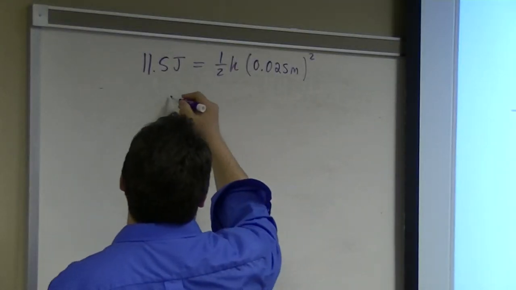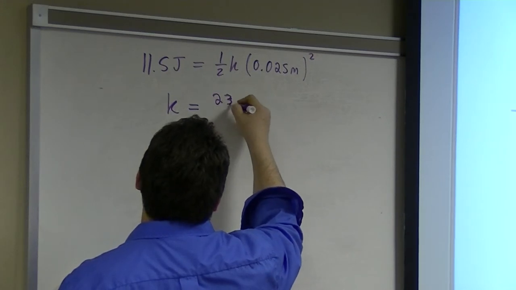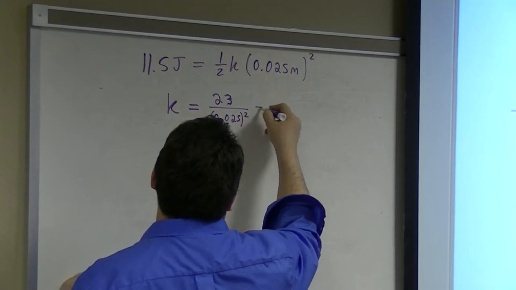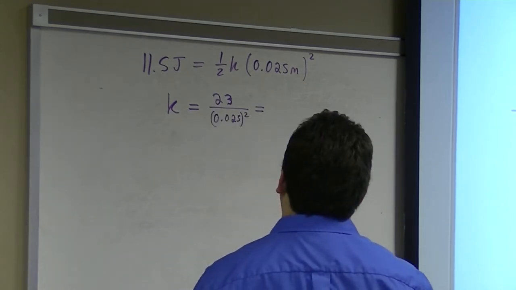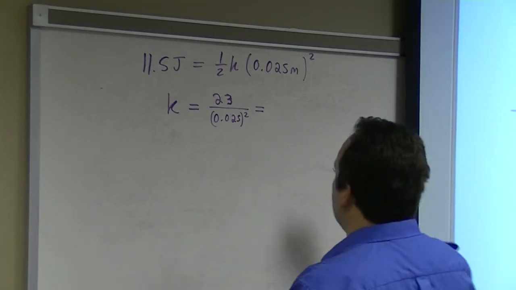And what's the force constant of the spring? Did you say spring constant? Force constant? Who says force constant? Everybody else, maybe? Maybe I'm the one that's wrong. I don't know. Whatever. Okay, so solve for k. 23 divided by 0.025 quantity squared. What's that? 36,810. Yep.